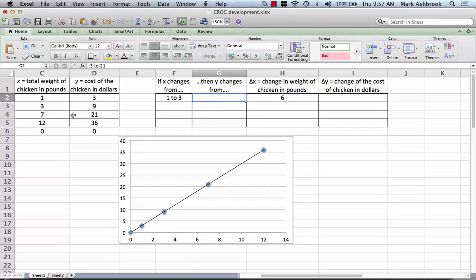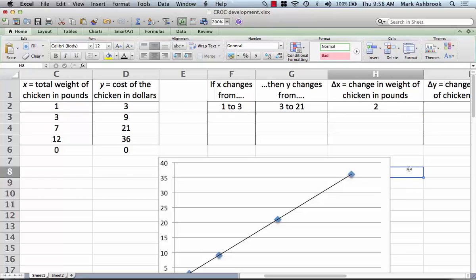Okay, when x changes from 1 to 3, how does y change from what to what? Yeah, it should be 2. Okay, so delta x changes from 1 to 3. Let's make this bigger. All right. So when x changes from 1 to 3, the delta x is 2. If x changes from 1 to 3, then the change in y is fixed. It's got to change from 3 to what?